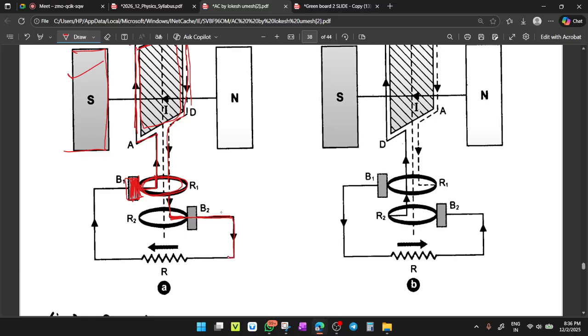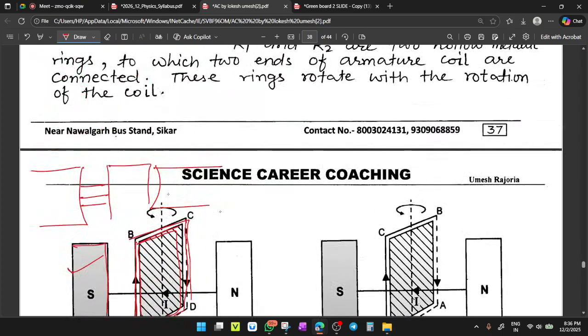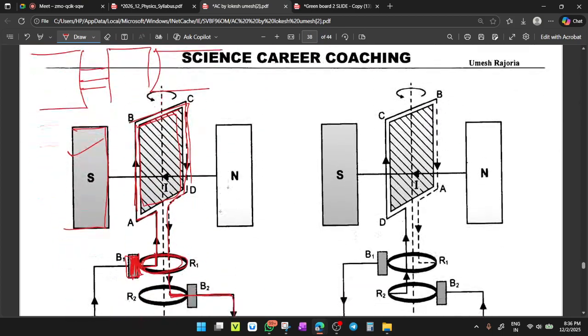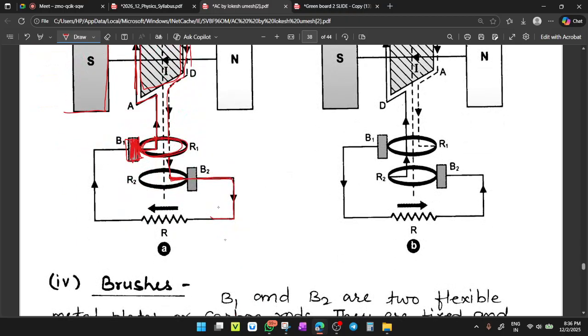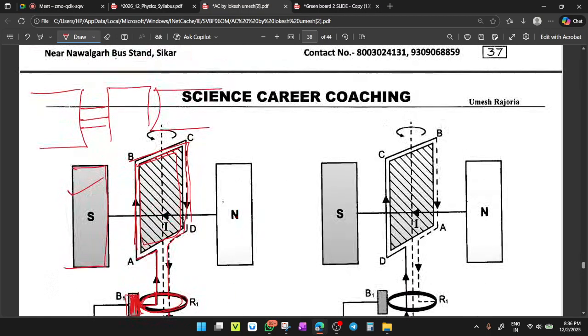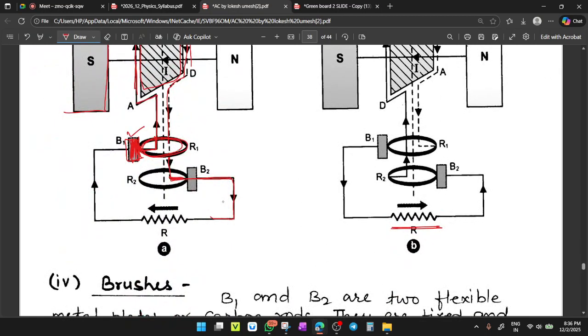Now when the coil is moving, the legs as well as the slip rings will move. These legs will move and touch the carbon brushes, and the supply electricity will flow through the circuit. Clear? By using Fleming's right hand rule. After one half cycle, the direction of current will change, so the current will flow in the other direction. These are carbon brushes, these are called slip rings, and this is the external resistance.